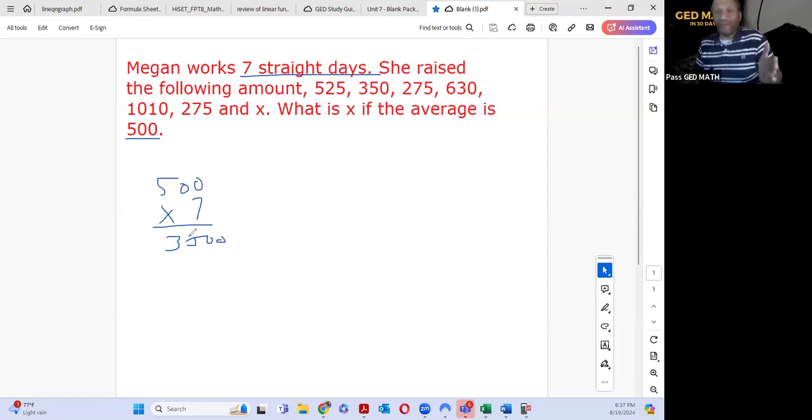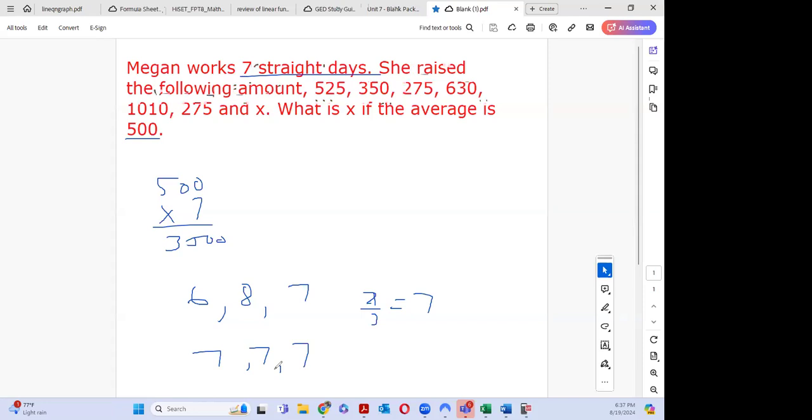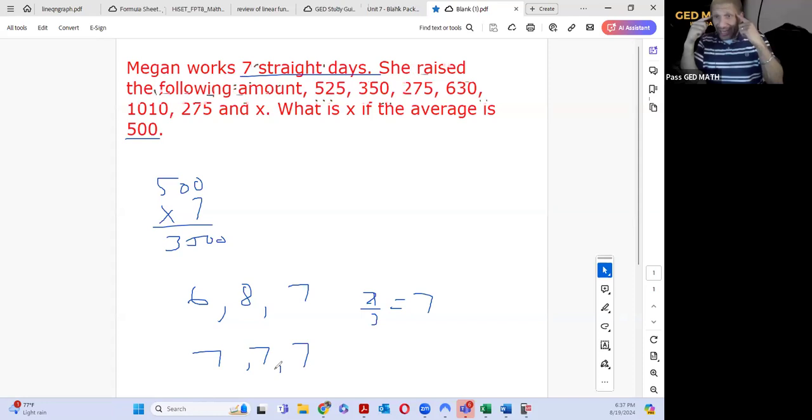So what does the average mean? I'm gonna show you what it means. So watch this. 6, 8, and 7. That's 3 numbers, right? 14 plus 7 is 21. 21 divided by 3, my average is 7. That's like you saying you got 7, 7, and 7. That's the same exact thing. They're not the actual numbers, but it's like saying I got 7 each day. That's what the average is. So you got to understand the concept.